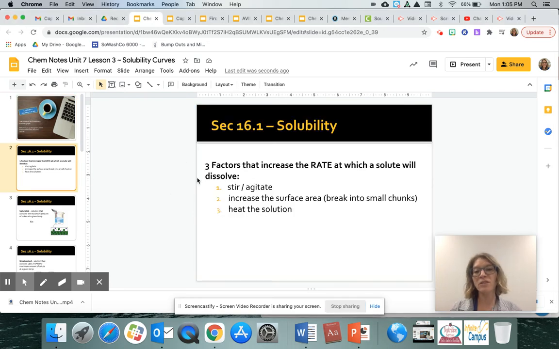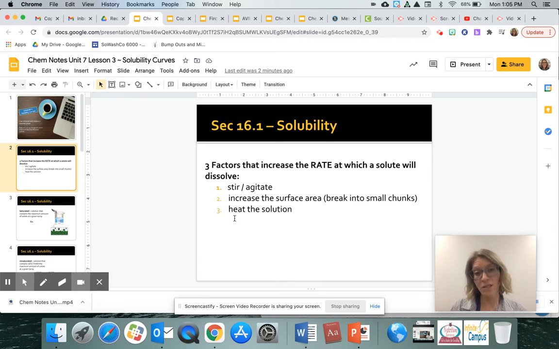So 3 factors that increase the rate at which a solute will dissolve. One is you can stir the solution or agitate, which means to shake it. That will increase the rate at which the substance will dissolve. Second thing you can do is increase the surface area. So if you have a chunk of sugar or a chunk of something, you can break it up into smaller particles and increase the surface area. And that will cause the substance to dissolve faster.